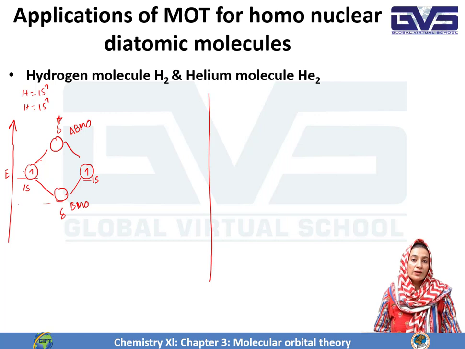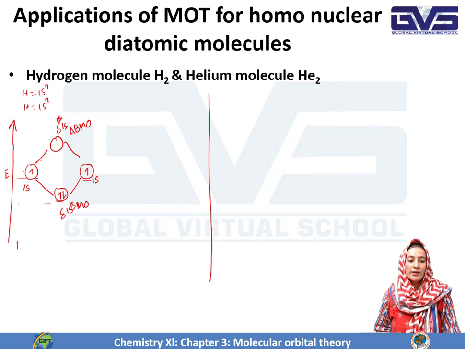And next is how to fill the electrons. First, electrons will go to the orbitals that are at lower energy. So at lower energy is the sigma bonding molecular orbital, 1 electron according to Hund's rule. The next electron also needs to be filled, so it will come here and pair. If you still have electrons, they will go to the anti-bonding molecular orbital. So this is called sigma 1s and this is called sigma star 1s anti-bonding molecular orbital.